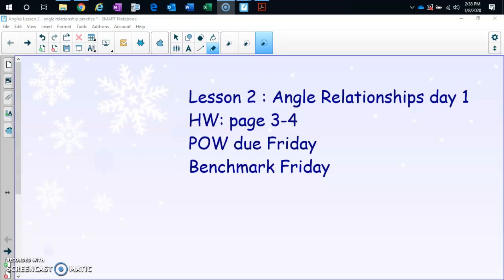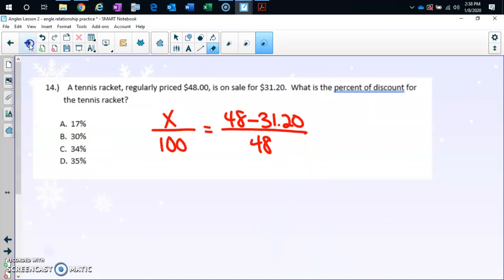All right, today we are talking about lesson 2 in the angle unit. The homework is page 3 and 4 in the homework packet. You need to go to page 3 in your notes.